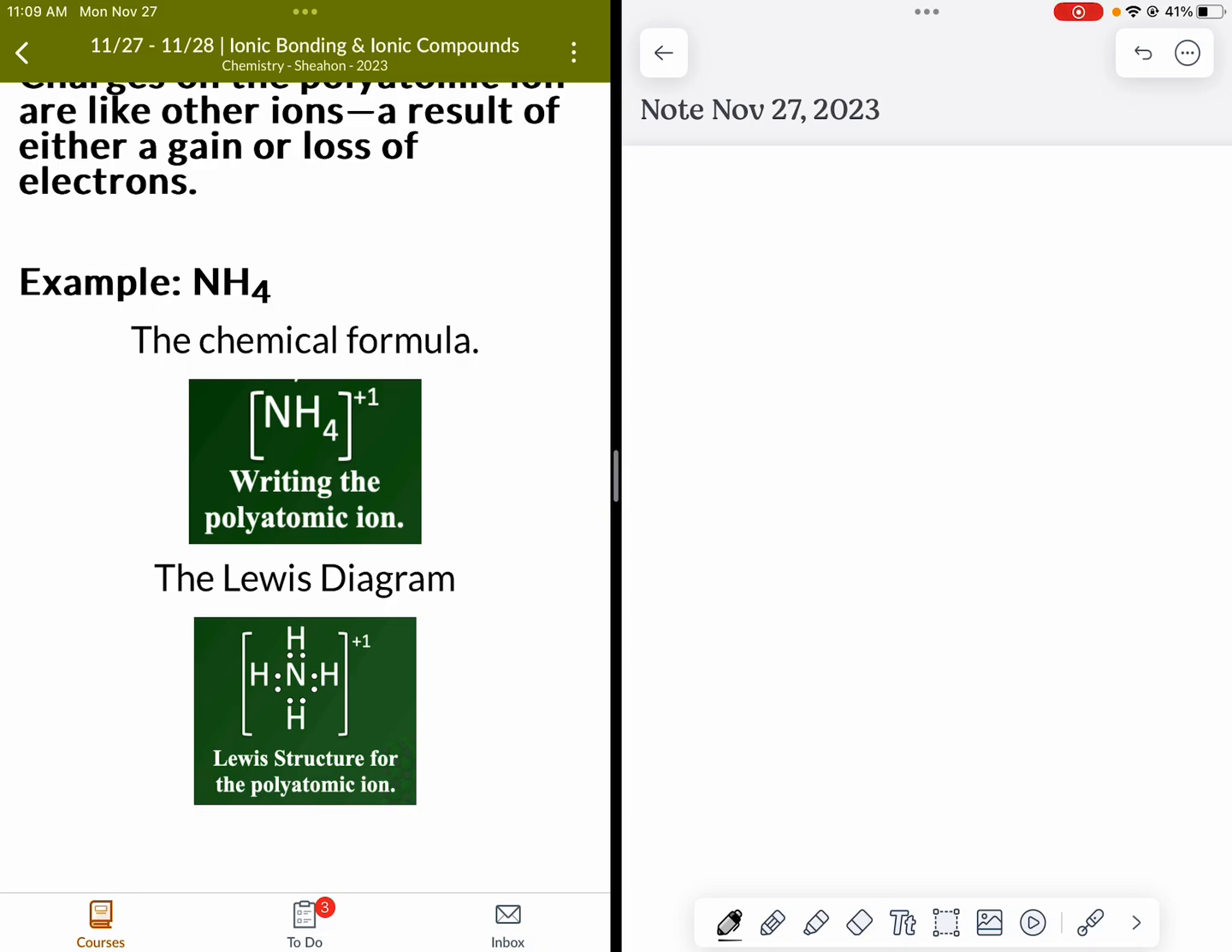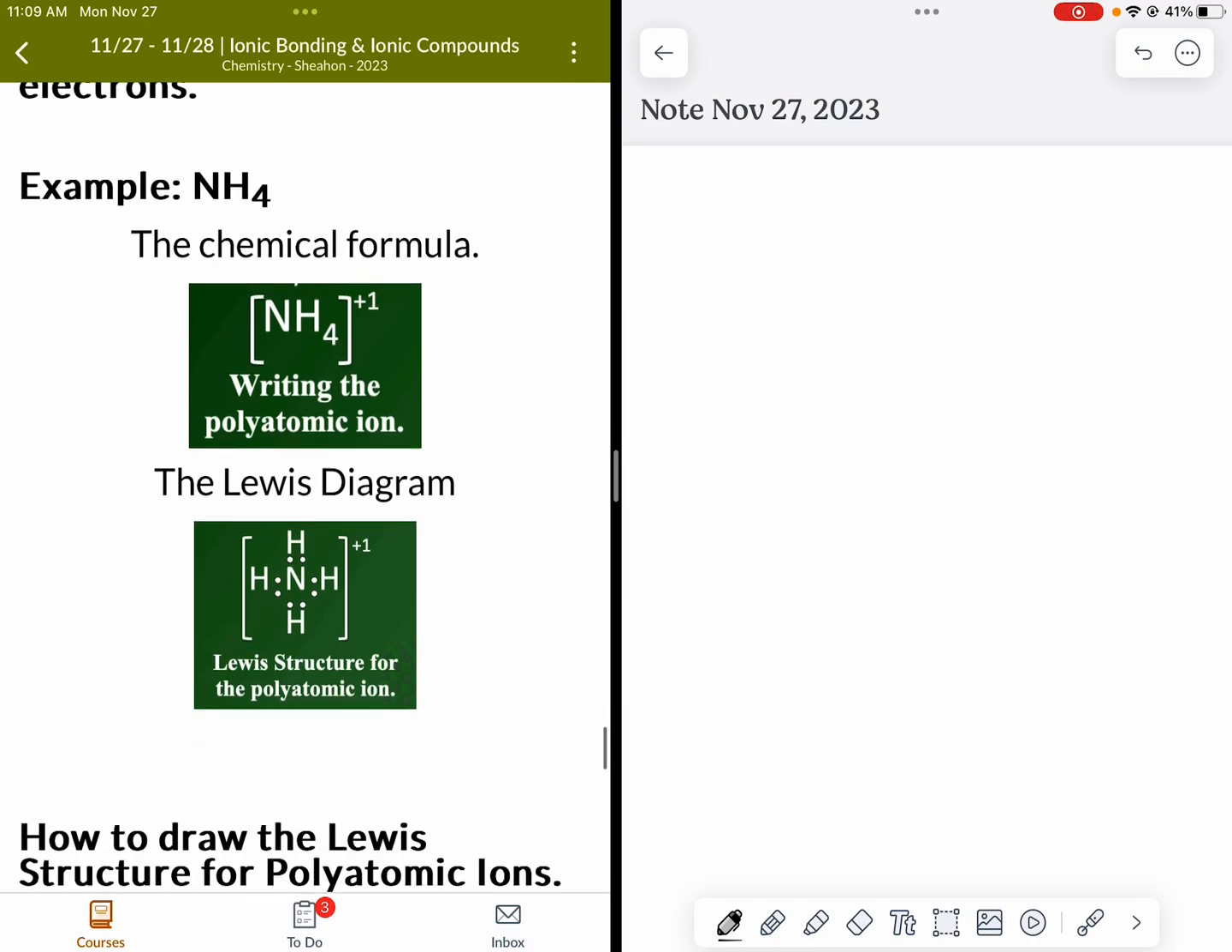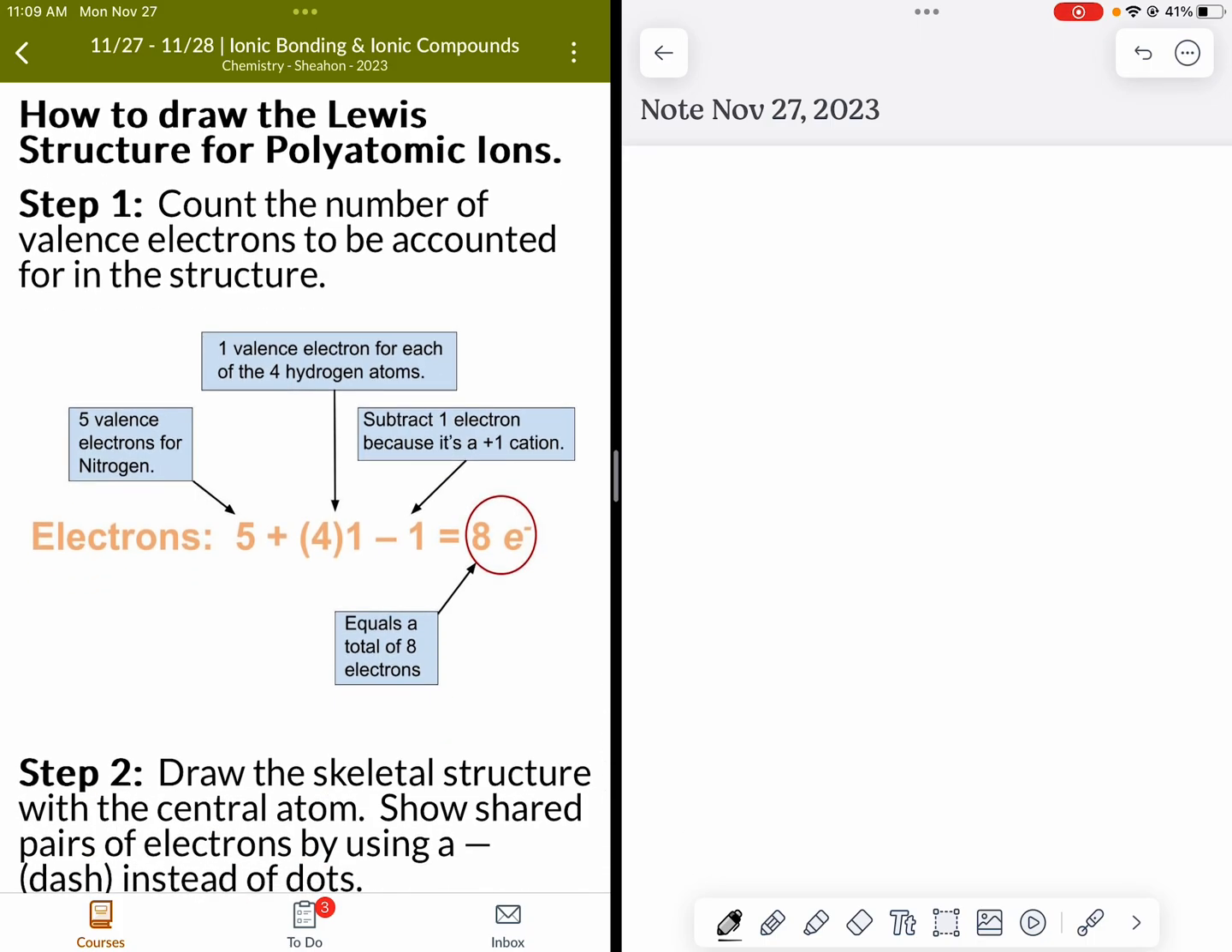NH4 is an ion with a positive 1 charge, and it consists of 1 atom of nitrogen and 4 hydrogen atoms. Okay? First thing that we're going to do is we're going to count the number of valence electrons. In nitrogen, we know that from looking at the periodic table, it has 5 valence electrons. And then hydrogen has 1, but we have 4 hydrogen atoms in NH4. So that's going to give us 4 valence electrons coming from the hydrogen. But we know that we're talking about a cation. That means that it lost an electron. So we're going to subtract 1 too. That's going to give us 8 electrons. Okay? Total of 8 electrons.